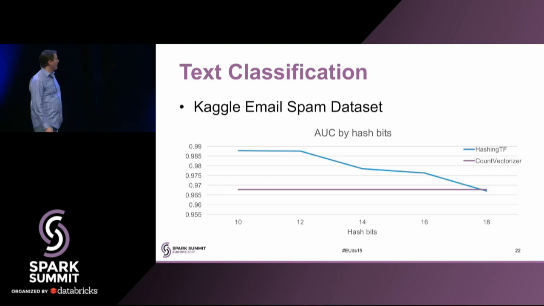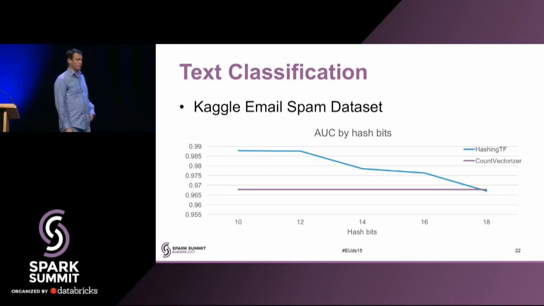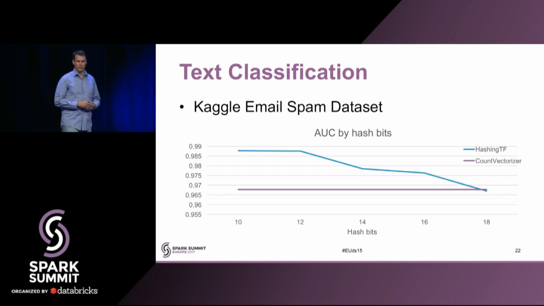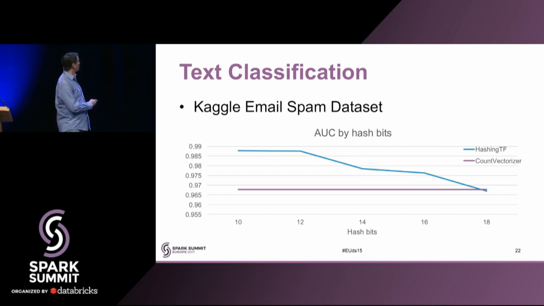First of all, we'll look at HashingTF for text classification. This is a fairly small example data set for email spam on Kaggle. I think the total vocabulary size is around 50 or 60,000, so it's not huge dimension. The baseline is a count vectorizer operation, which does an exact bag of words mapping, and the HashingTF actually slightly outperforms it at low hash bits, which at first looks a bit odd, because lower hash bits should result in a smaller vector and more hash collisions. So why is that happening?